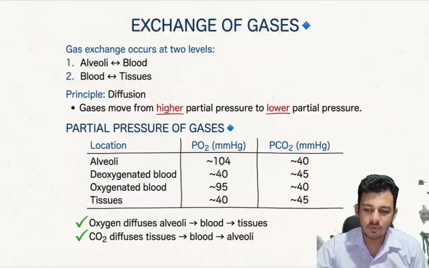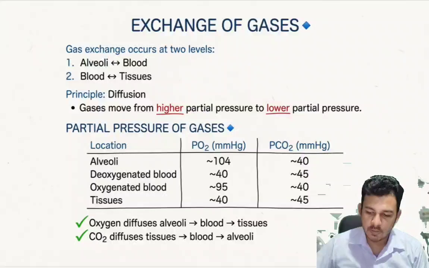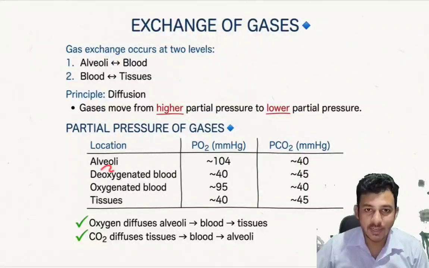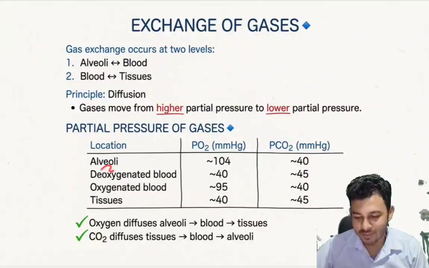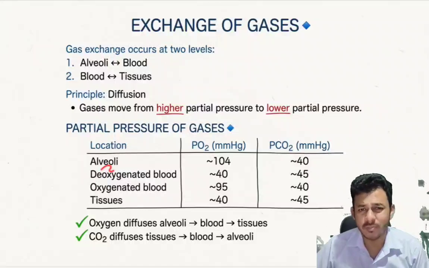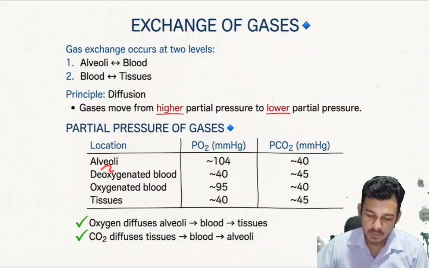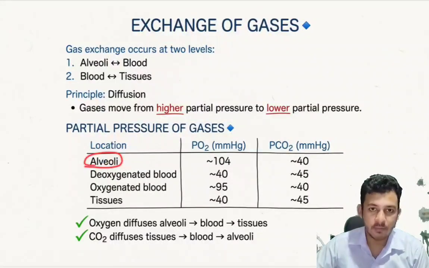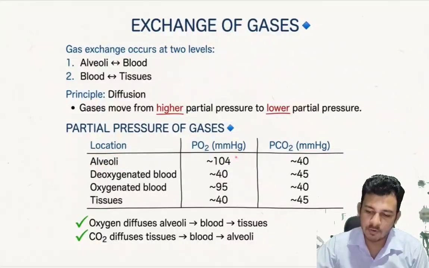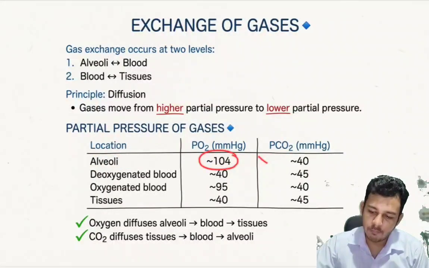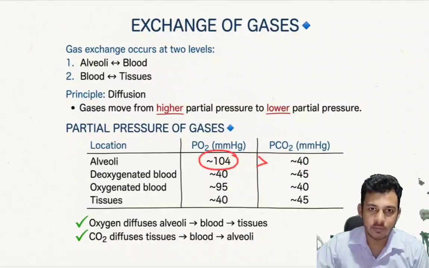Partial pressure, as I have told you, is the individual pressure of a gas in a mixture. Now this is a part of the deadly table in the NCERT that I was talking about. I don't think that you can remember the individual values. It is not humanly possible to do that. But what I would like you to learn is which gas is higher in which place. So in alveoli, which is in direct contact with the environment, the partial pressure of oxygen is bound to be more than the partial pressure of carbon dioxide.